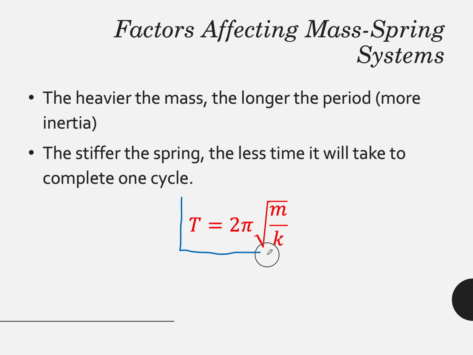The period of a mass spring oscillator is equal to, so T is the period, 2 times pi, that's a constant, times the square root of the mass, that's the mass that's oscillating back and forth, divided by the spring constant, k. And again, remember, each spring has its own unique spring constant. And so you just have to plug in numbers to get the period.